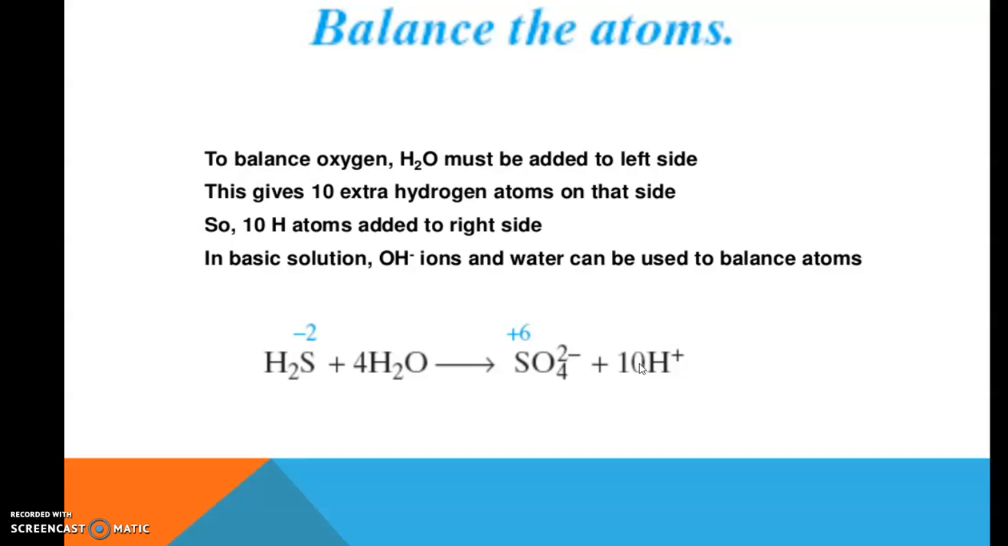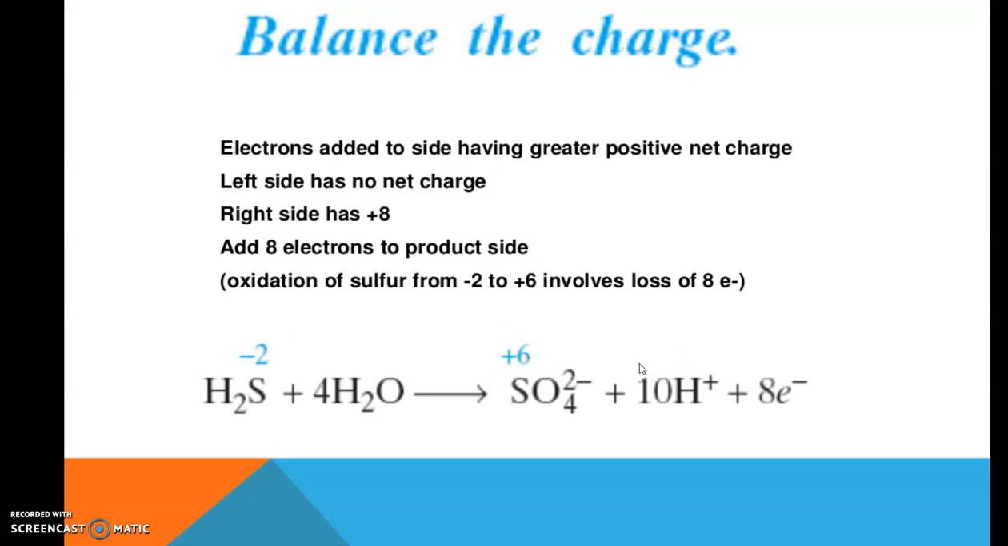In basic solution, OH minus ions and water can be used to balance atoms. If it is an acidic solution, we have to add H plus and water, H2O and H plus, to balance the equation. Here we know sulfuric acid is not there, so it is an acidic solution. So we have to add H plus and water to balance the equation. If it is a base, we have to add OH minus and water. These are the common species we can add to balance the equation.